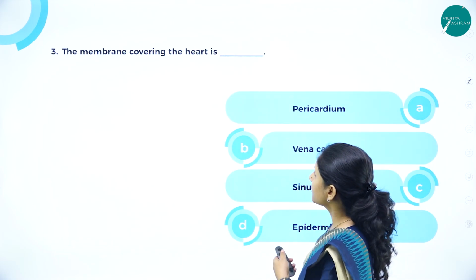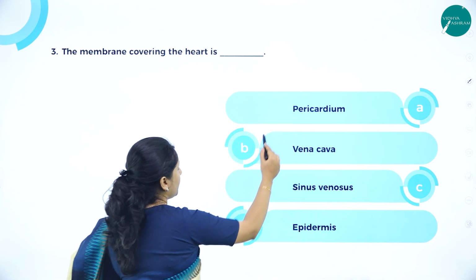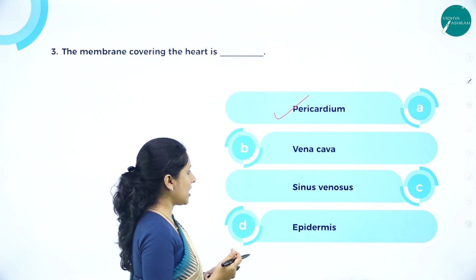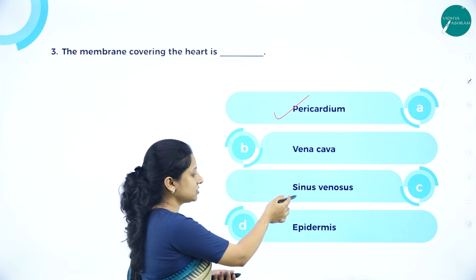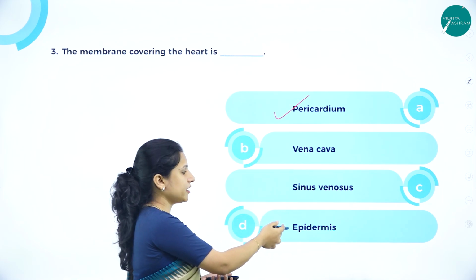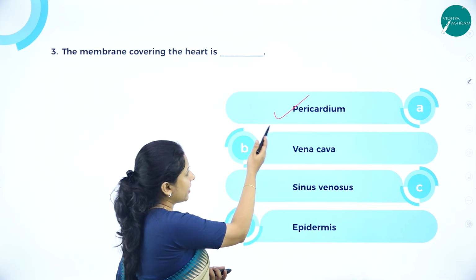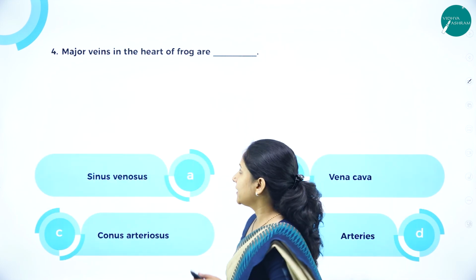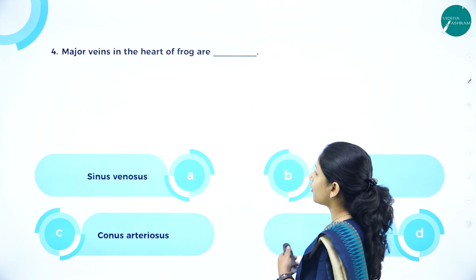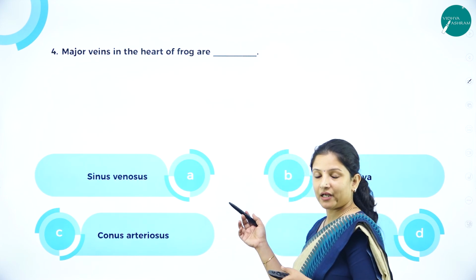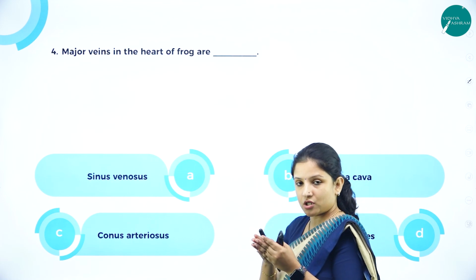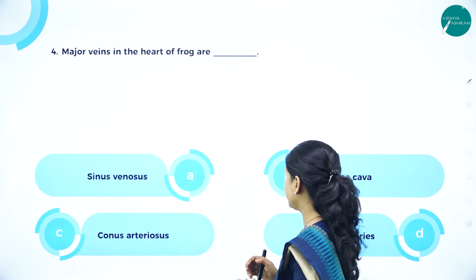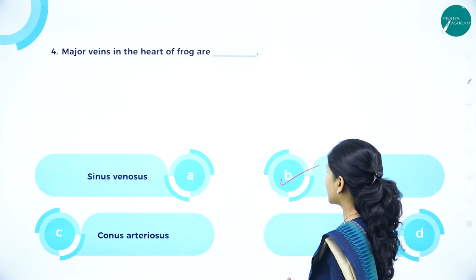Next question. The membrane covering the heart is called the pericardium, because vena cava is the major vein connected to the sinus venosus, which is a triangular structure, and epidermis is nothing but the skin. So therefore the pericardium is the covering of the heart. Option A is the right answer here. Next, major veins in the heart of frog are, which are the major veins? Sinus venosus is a triangular shaped structure which receives blood from the vena cava, which forms the major vein. So therefore, vena cava is the right answer.